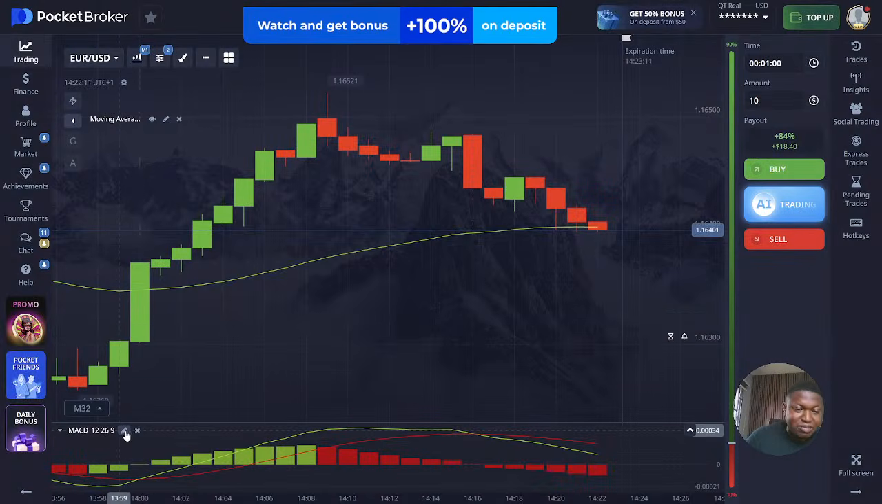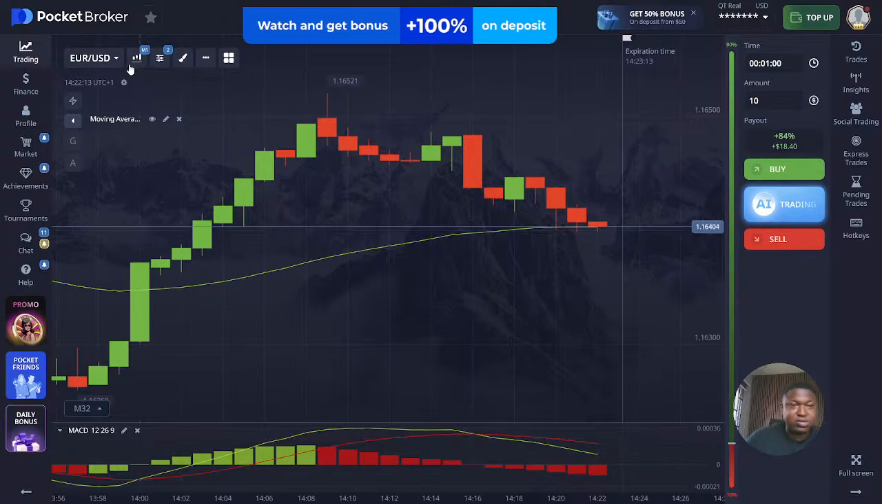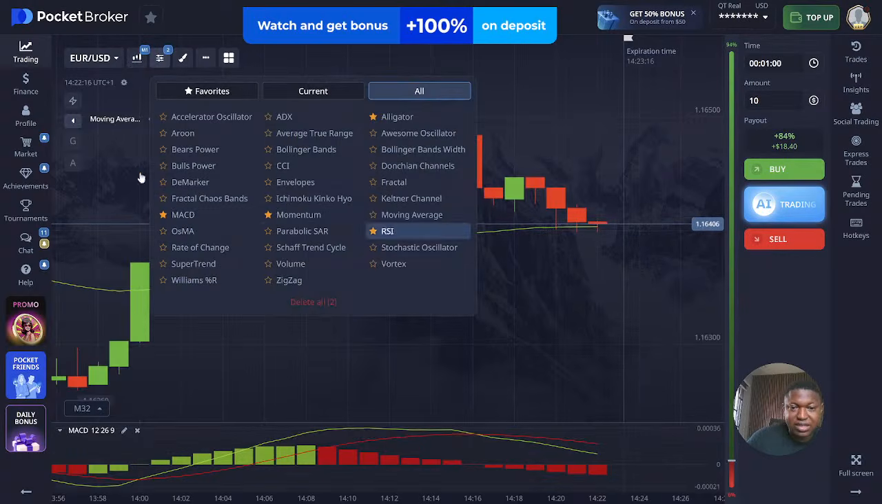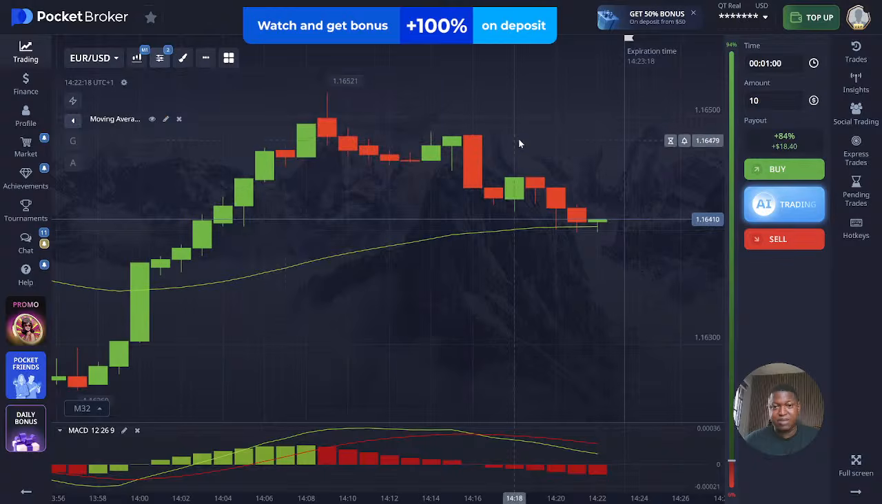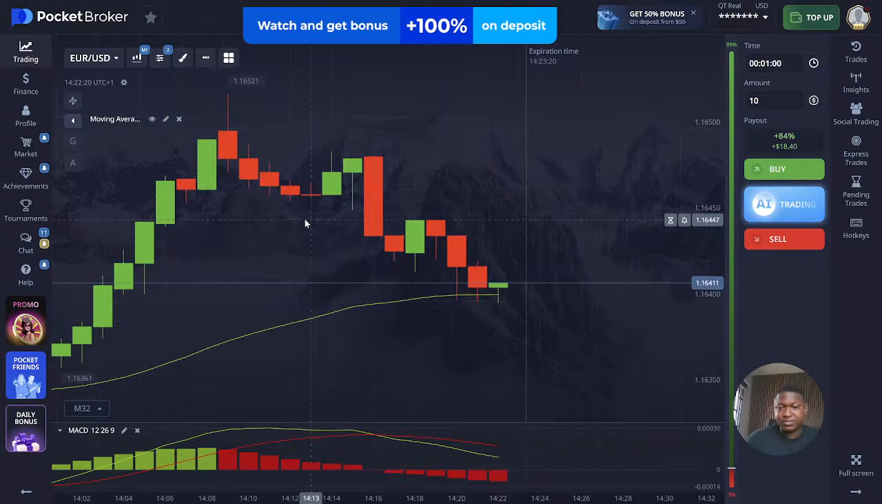And then select the MACD and leave it like that. You can select them from here. This is the indicator tab. So you select it like that and leave it like that. Okay, the chart is coming down.